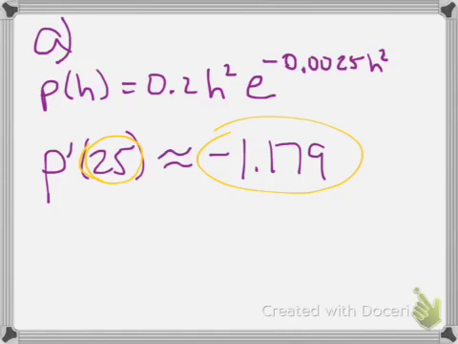But you don't have to write it like that. I'm not going to write that down. I'll repeat it one more time, but you want to say something like this. At a depth of 25 meters, so I'm referencing the input, the density of plankton cells is changing at a rate of negative 1.179 million cells per cubic meter per meter, or something equivalent to that.